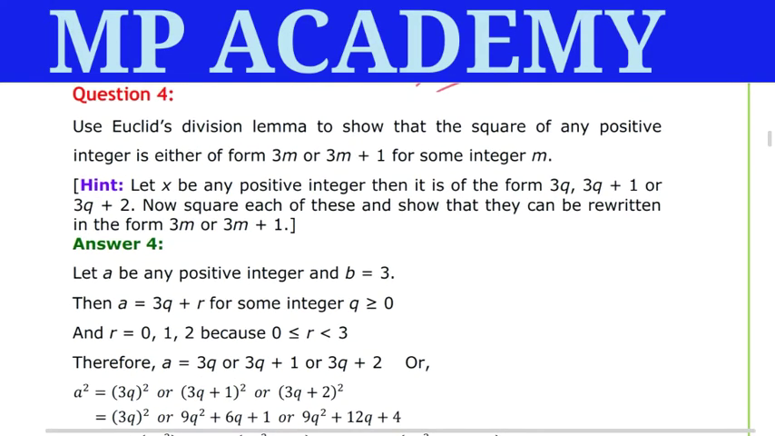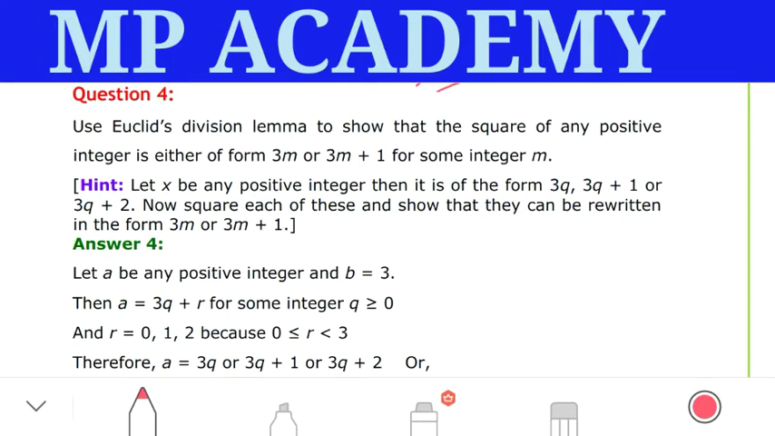Next, question number 4. Use Euclid's division lemma to show that the square of any positive integer is either of the form 3m or 3m plus 1 for some integer m. Here the numbers are of the form 3m or 3m plus 1, so the first number is 3, so we get b equal to 3. Let a be any positive integer and b equal to 3.